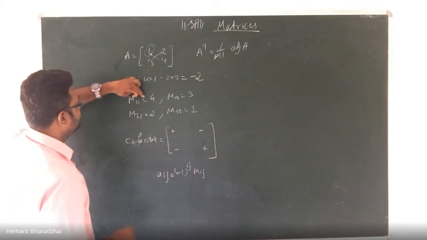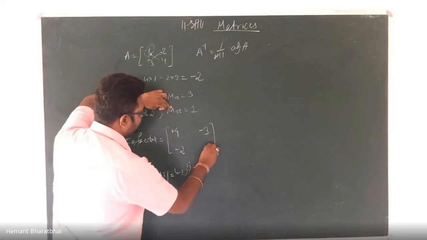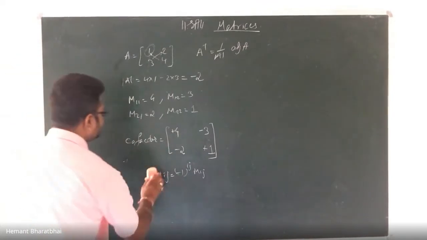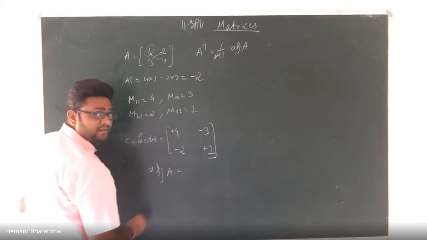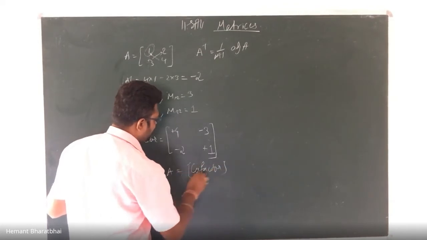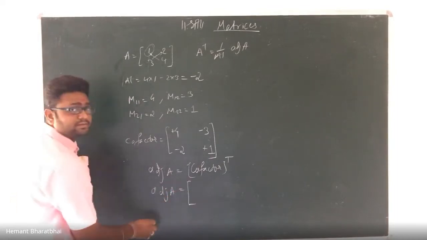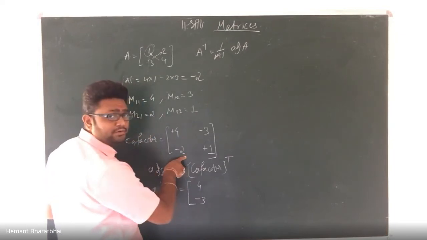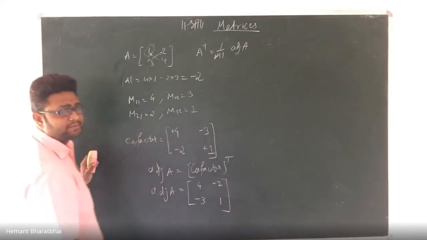So now we'll get M11 is 4, M12 is 3, M21 is 2, and M22 is 1. So I've got the cofactor matrix. Adjoint of A is nothing but the transpose of the cofactor. I'll take the cofactor matrix and take its transpose. So I'll get adjoint of A: this row 4, minus 4 and minus 3 will become a column, and this row 2, 1 will become the column minus 2, 1. So this is my adjoint of A.